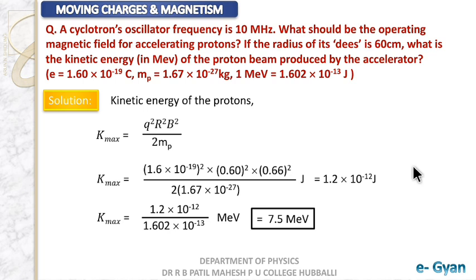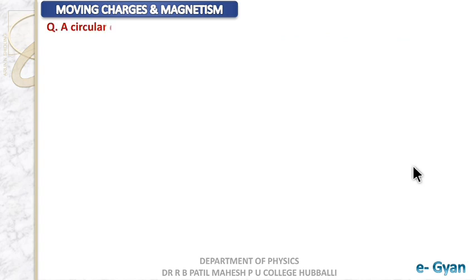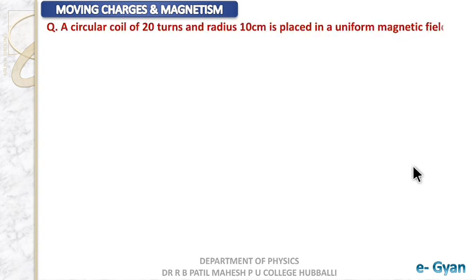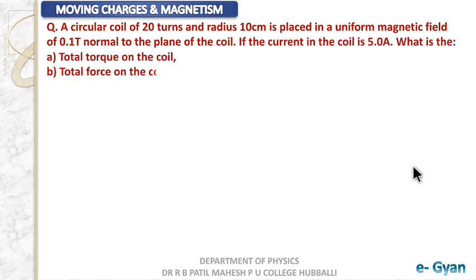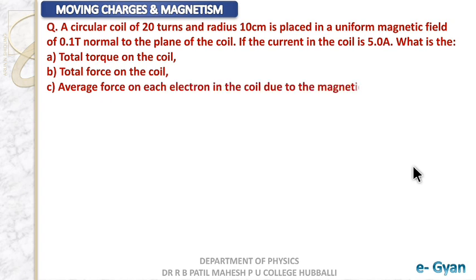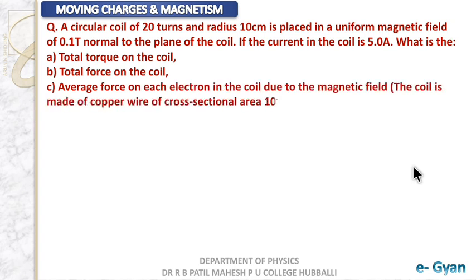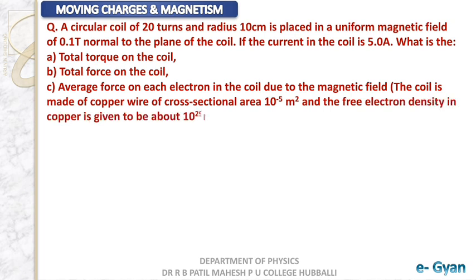Yes, let us proceed to the next question now. A circular coil of 20 turns and radius 10 centimeter is placed in a uniform magnetic field of 0.1 Tesla, normal to the plane of the coil. If the current in the coil is 5 ampere, what is the total torque on the coil? What is the total force on the coil and the average force on each electron in the coil due to the magnetic field? So let us begin with the solution.